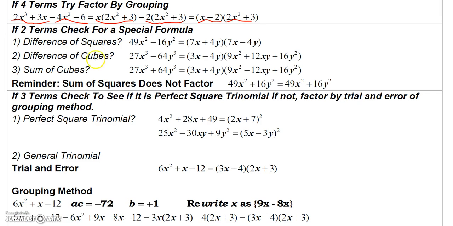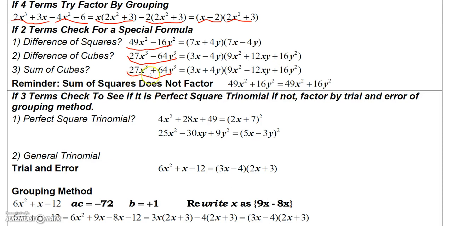If your polynomial only has 2 terms, the first thing you should check is to see if it's one of the special formulas: difference of squares, difference of cubes, or sum of cubes. So for instance, this is difference of squares, so it would factor into 7x plus 4y, 7x minus 4y. This is difference of cubes, so using the difference of cubes formula, this would factor into 3x minus 4y times 9x squared plus 12xy plus 16y squared.